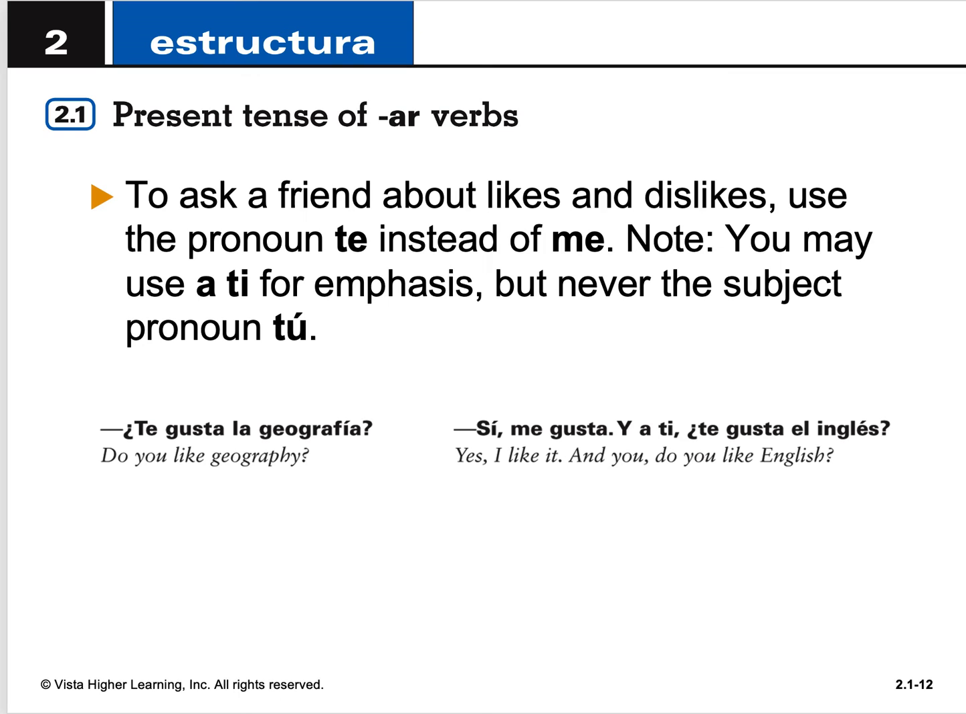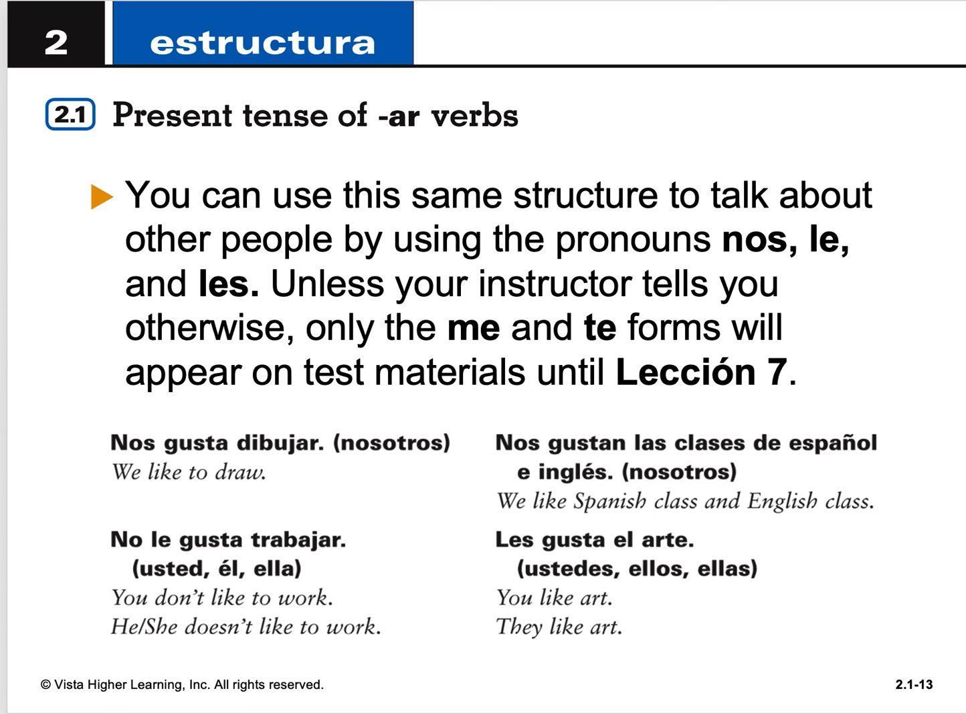If you want to ask somebody about likes or dislikes, we would use the pronoun te instead of me. You could also use a ti, but basically you would never use tú. So because you're asking about preferences, instead of saying tú, you would use te. ¿Te gusta la geografía? Do you like geography? Sí me gusta. ¿Y a ti te gusta el inglés? Yes, I like it. And you, do you like English? So the you form, the tú form, transforms into te whenever we're asking about preferences. Pay very close attention to that in Portales.